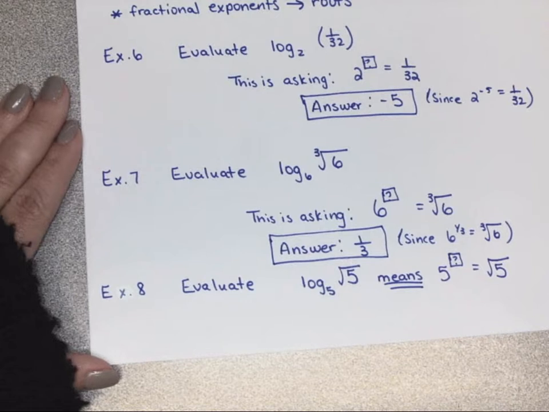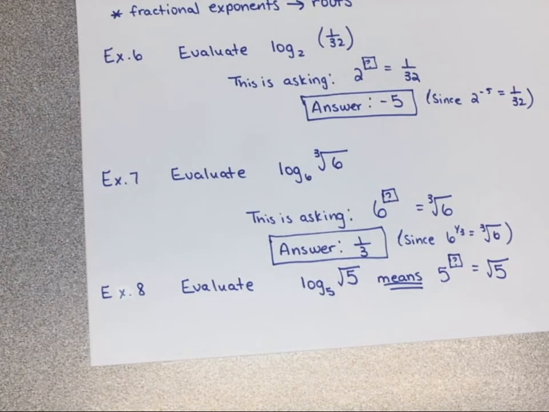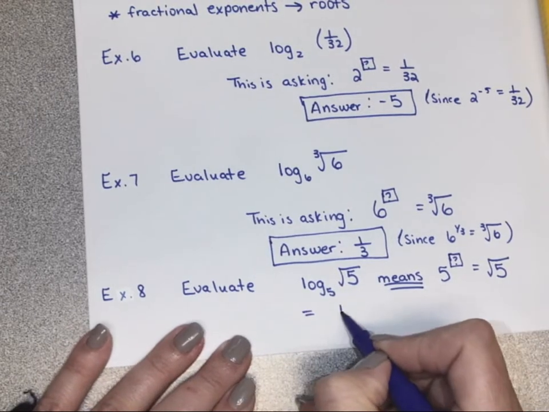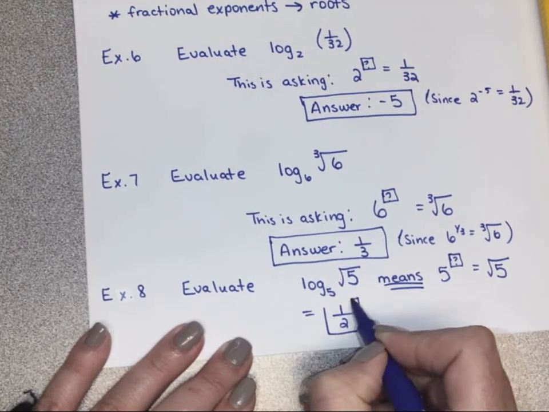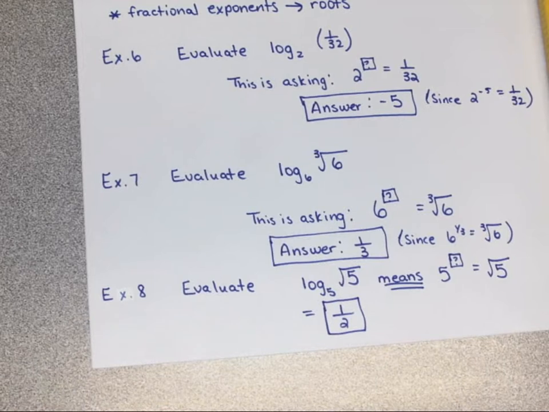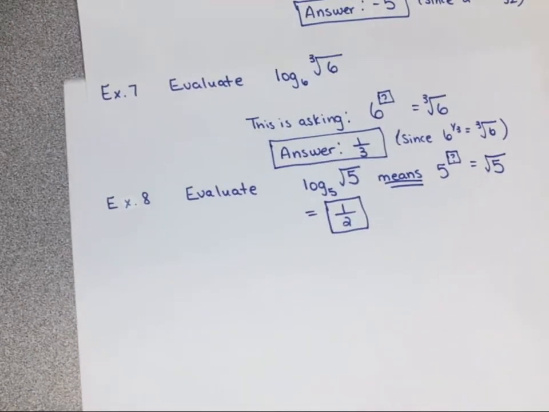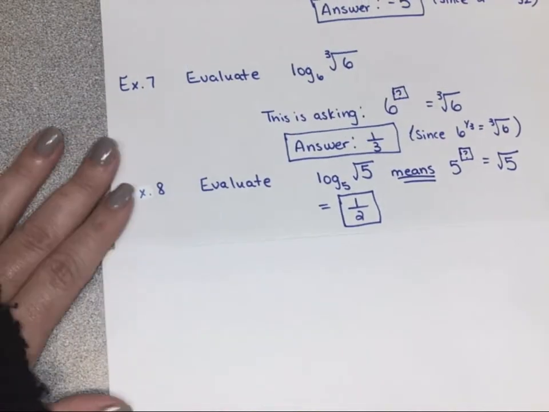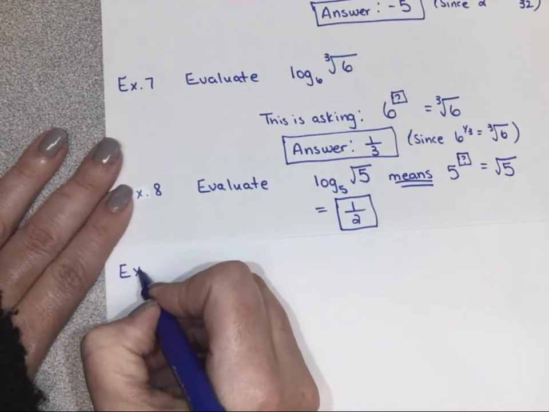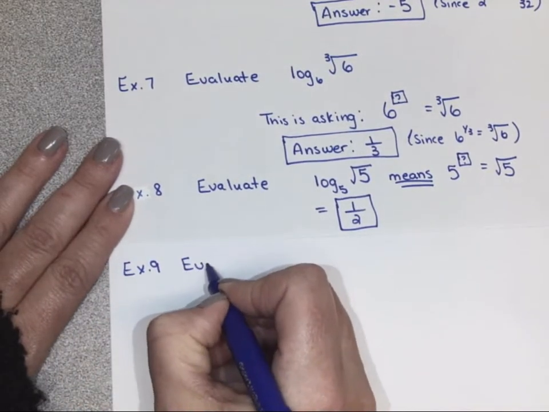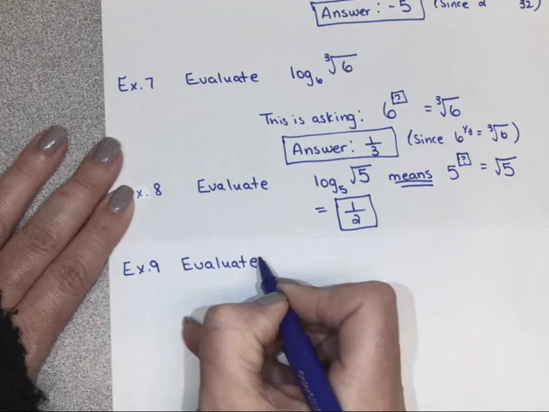Okay, and what's the answer? What exponent gives us square root as opposed to cube root like the last one? So it'd just be a half. If it's fourth root, it'll be a fourth. If it's fifth root, it'll be a fifth. Okay, so we're going to do a lot of examples today, but that's just because these problems are really, really quick once you figure out what it's asking for.